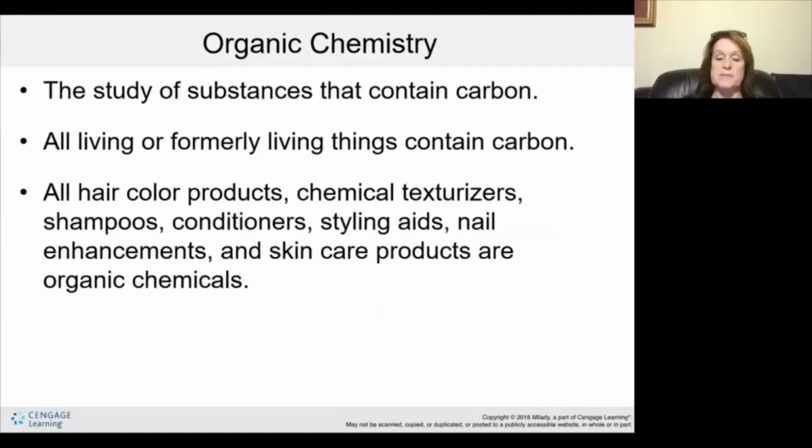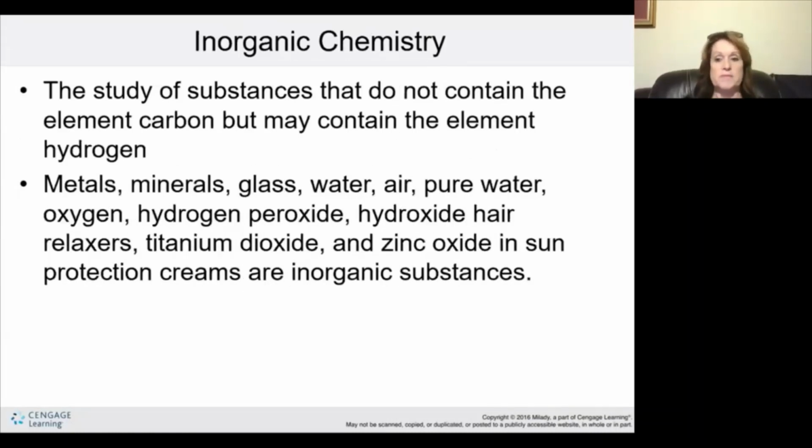Organic chemistry is the study of substances that contain the element carbon. So that's what organic chemistry is. It's the study of substances that contain the element carbon. All living things or things that were once alive, whether they are plants or animals, contain carbon. All hair products, chemical texturizers, shampoos, conditioners, styling aids, nail enhancements, and skincare products are organic chemicals. So all of those are organic. Anything plant or animal is an organic chemical. It comes from organic.